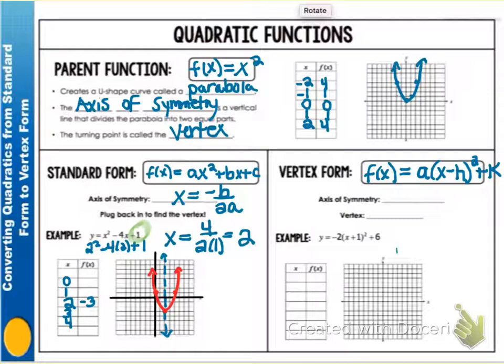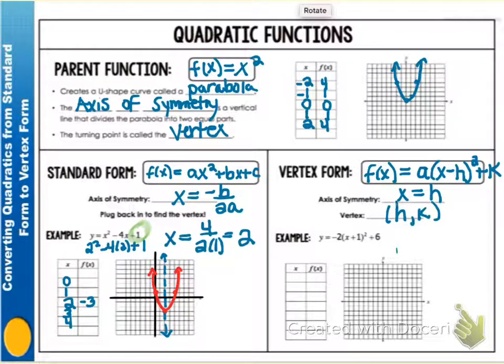Vertical compression. If there was a negative out in front, of course, it would reflect it down. Much like what would happen when it was in standard form if the a was negative. So it's the same situation, same a there. And the x of symmetry could just be found by looking at the h and the k. So looking at the slide left or right, the slide up or down, because we assume it's starting at that origin 0, 0. So the x of symmetry would be x equals h, and then the vertex would be h comma k.